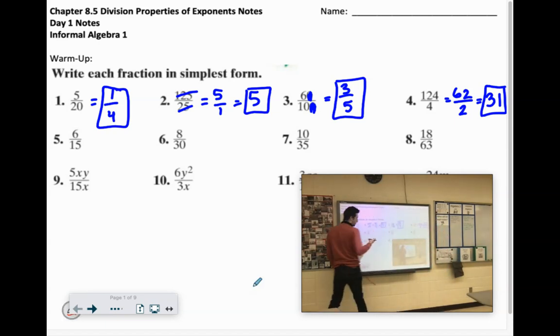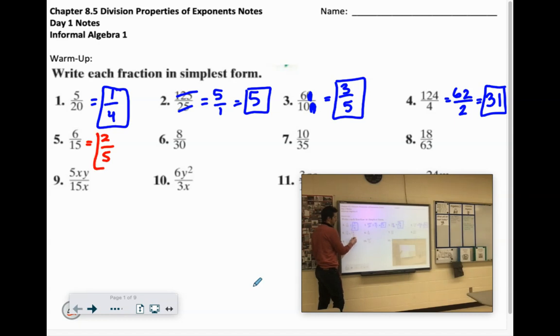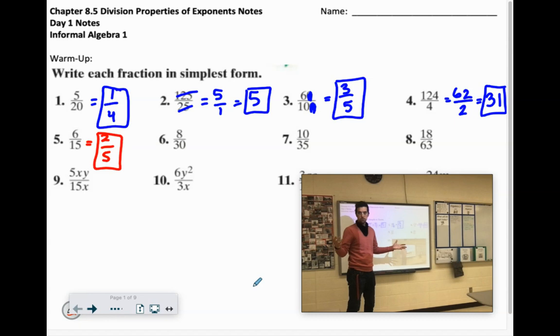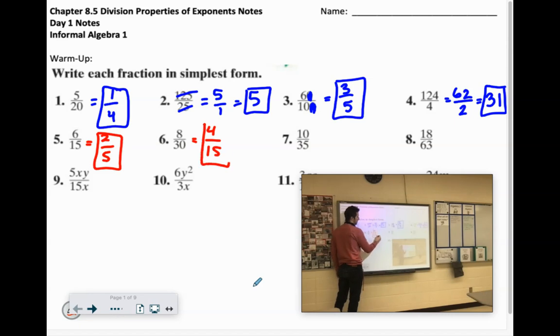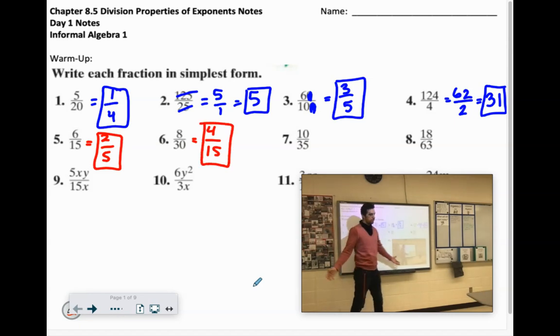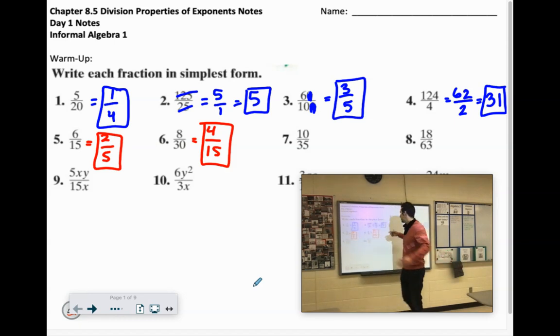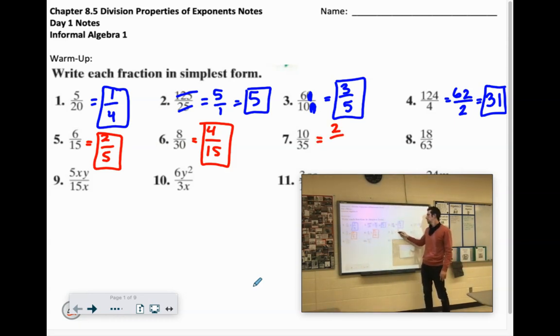6/15, 3 goes into both of these, so 3 goes into 6 2 times. 3 goes into 15 5 times. 8/30, they're both even, so I know 2 goes in there. Cut them in half. Half of 8 is 4. Half of 30 is 15. Boom. 10 and 35. Hey, 5's a multiple. So 5 goes into 10 2 times. 5 goes into 35 7 times. I started revealing that a little early.